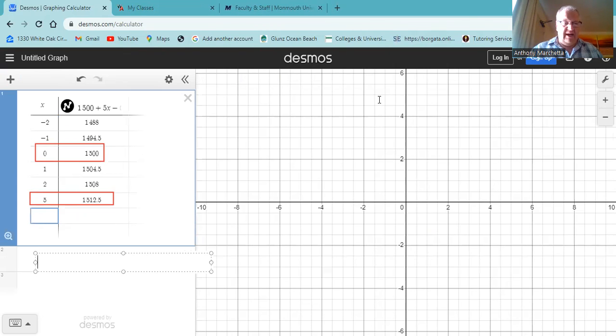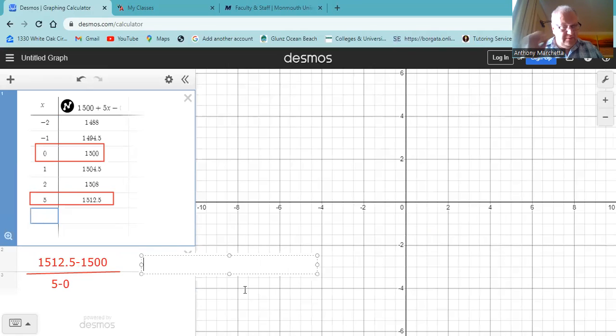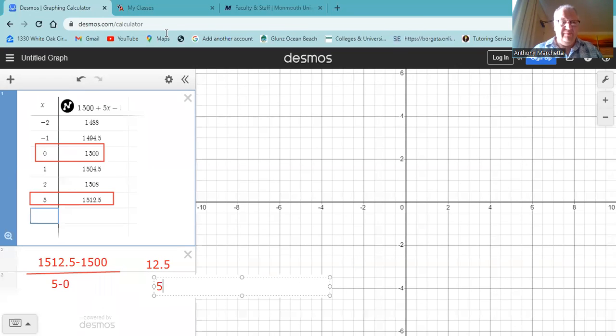m is going to be y2 minus y1 over x2 minus x1, which is 5 minus 0. Something like this for your slope. Now on the top, that becomes 12.5. On the bottom, it's 5. And then we divide those, and I'm getting 2.5.